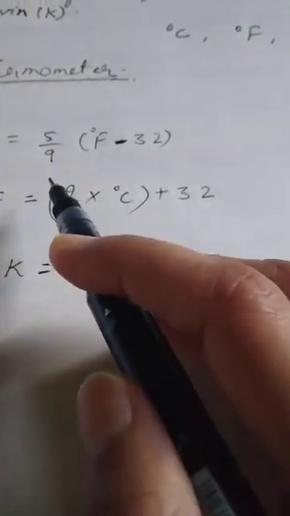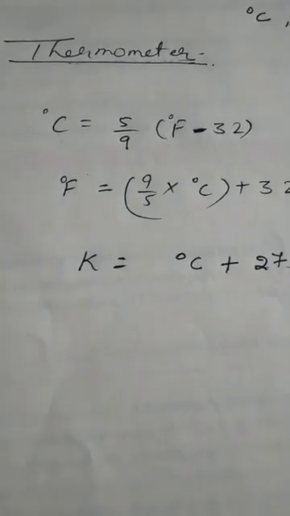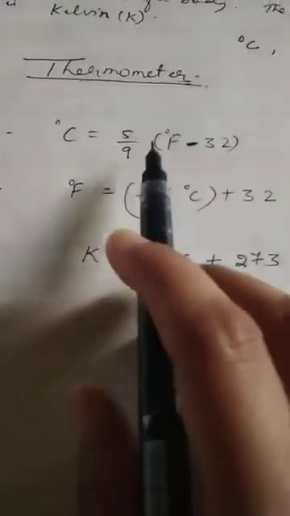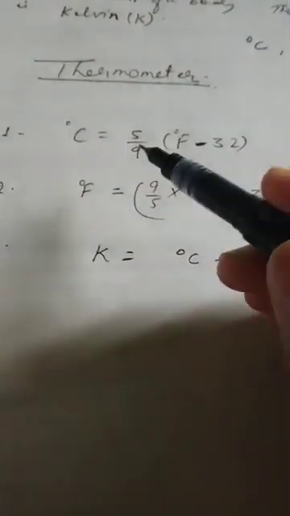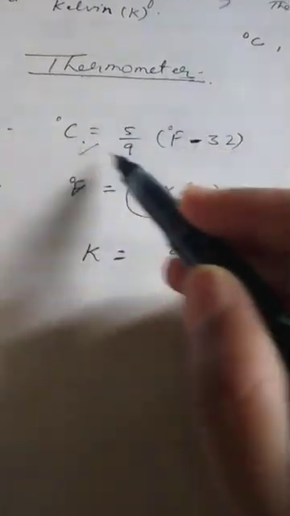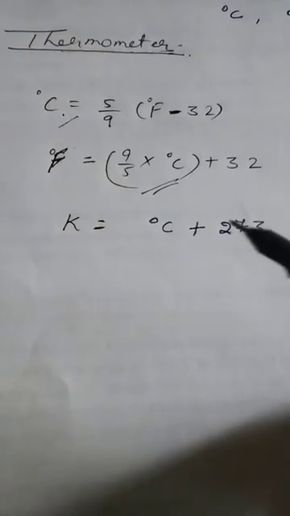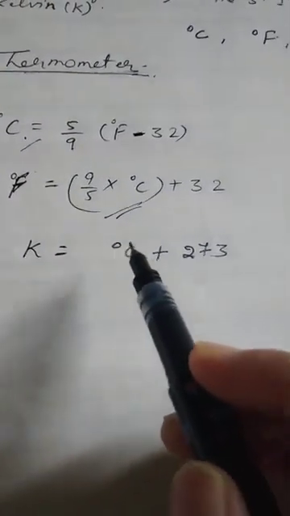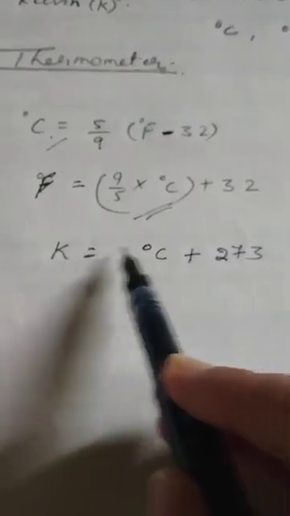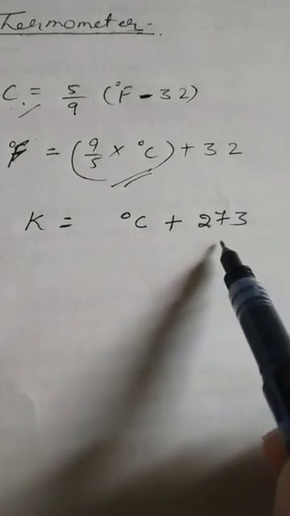So the temperature in degrees Celsius can be converted into degrees Fahrenheit, and again degrees Fahrenheit can be converted into degrees Celsius by using this formula. If you have to convert into Celsius, we will use this. If you have to convert into degrees Fahrenheit, we can use this formula. And also temperature in degrees Celsius and Kelvin are related, as Kelvin is equal to degree Celsius plus 273.